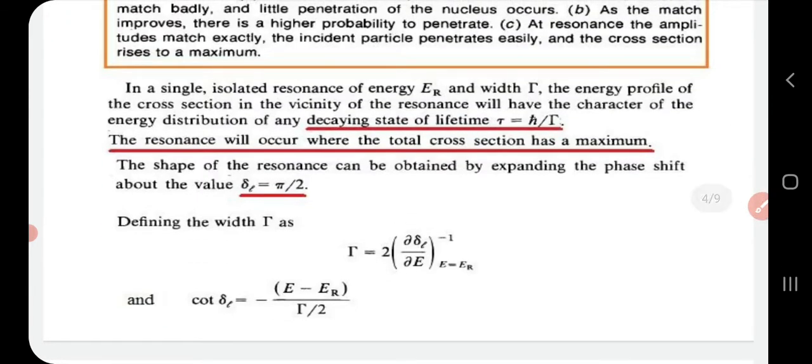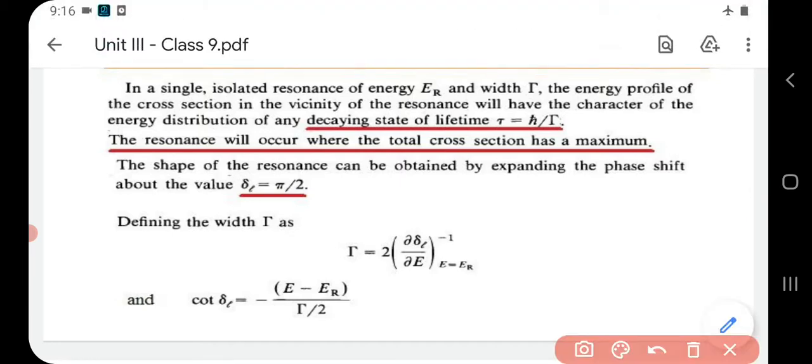Now some mathematical interpretation. For a single isolated resonance of energy ER and width tau, the energy profile of the cross section will have the character of the energy distribution of any decaying state of a given lifetime. That is, let the isolated resonance energy be ER and let it have a width tau, then the decaying state of lifetime of that isolated resonance is given by this equation.